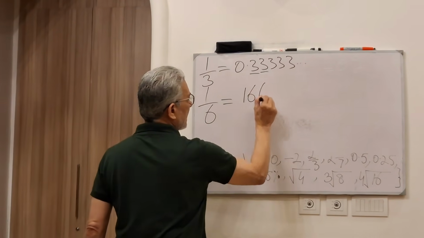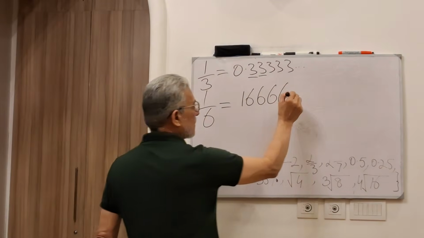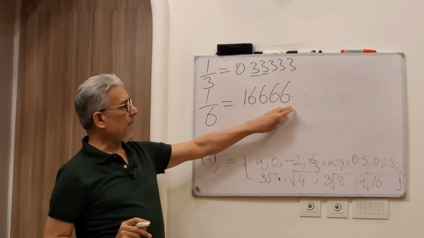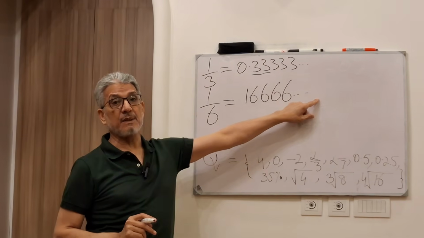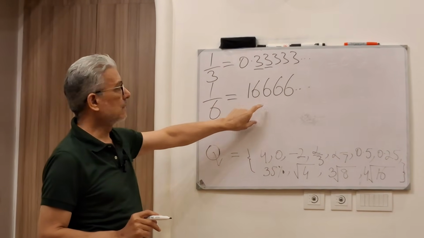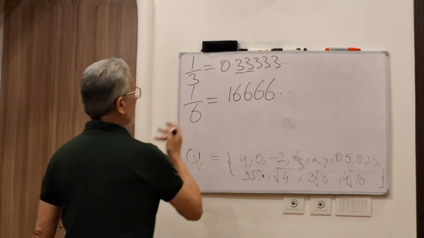1 over 6: 0.6666, it keeps on repeating, so there is a pattern. It keeps on repeating, but it is non-terminating, it does not terminate, so this is also a rational number. Okay, then take some other example like 1/7.